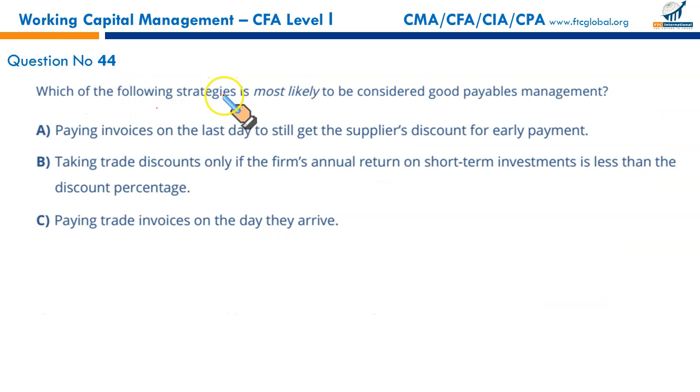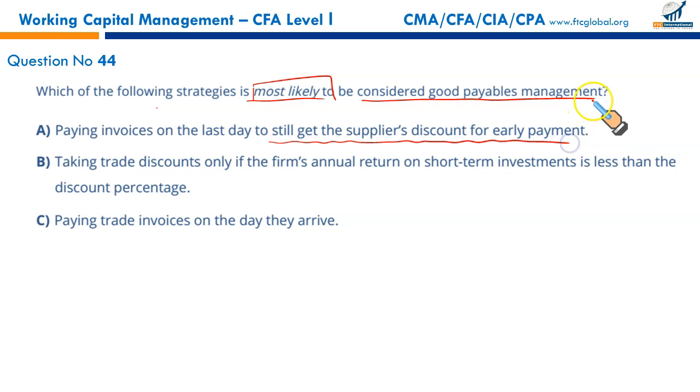Next, which of the following strategies is most likely to be considered good payables management? A, paying invoices on the last day to still get the supplier's discount for early payment. Yes, good. You are making the payment on the last day and still getting the discount. That's good working capital management. B, taking trade discounts only if the firm's annual return on short-term investments is less than the discount percentage. We do not compare the discount percentage with the return on short-term investment. You have to annualize this discount; the cost of not taking the discount has to be annualized. So we can't compare these two.